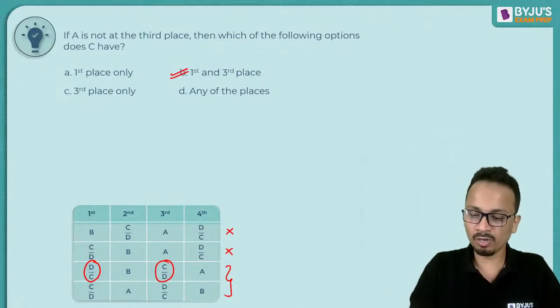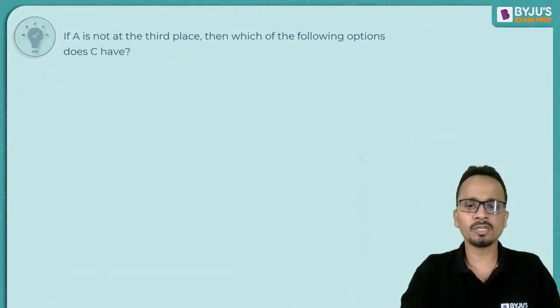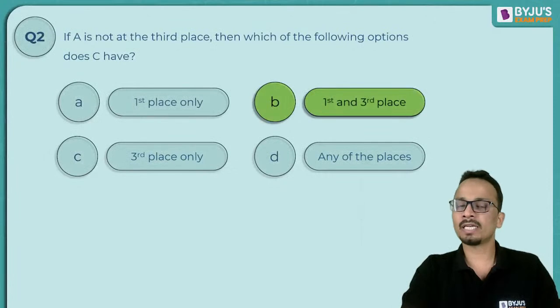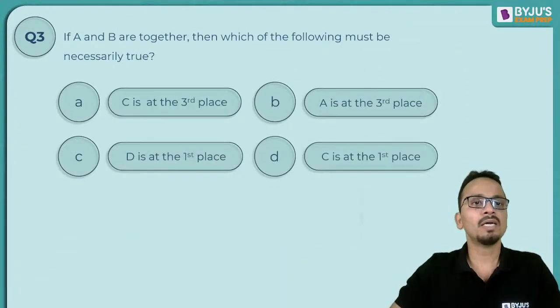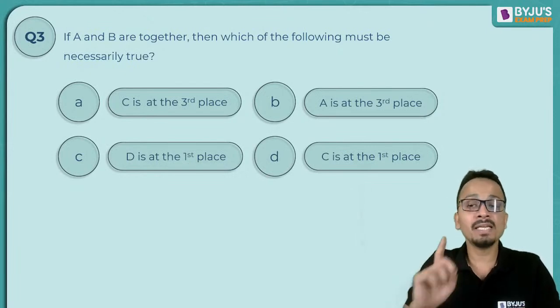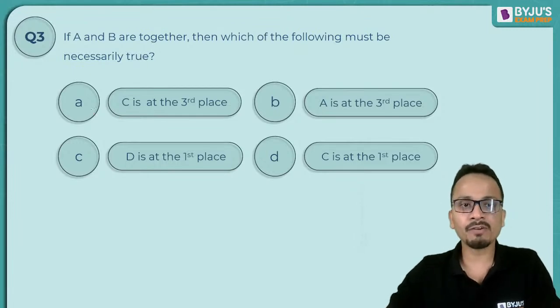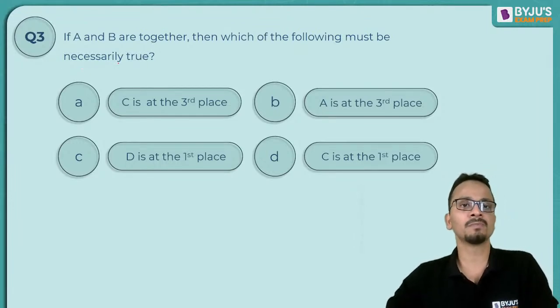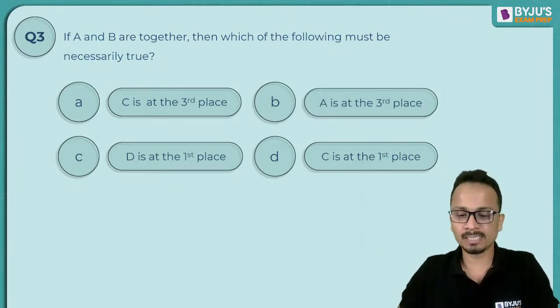Nice. So wonderful reply by most of you. Almost all of you are correct. Moving on to the third question. The correct answer for this was option B. Let's move on to the third question. If A and B are together, then which of the following must be necessarily true? That means always true. So be careful with the language that is being used here. If A and B are together, then which of the following must be necessarily true?